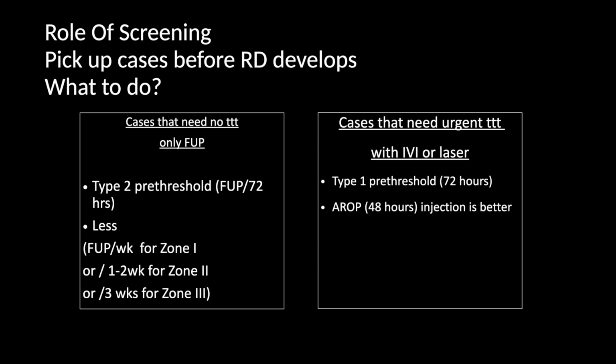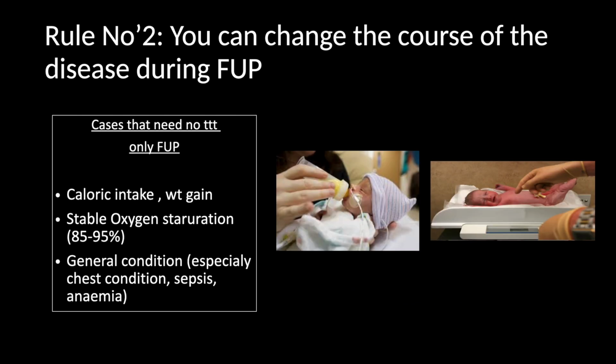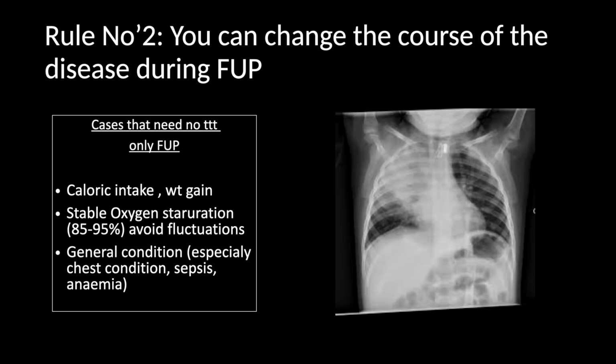If you do not find an indication for treatment, you have to divide your case. Either it is a type 2 pre-threshold, which is at high risk also, so you have to follow up very closely every 3 days, or it is less risk, and according to the zone you schedule your follow-up visits. During the follow-up, you have to make sure that the caloric intake is good, the oxygen saturation is stable without fluctuation, and the general condition is good, which allows the spontaneous regression of ROP.